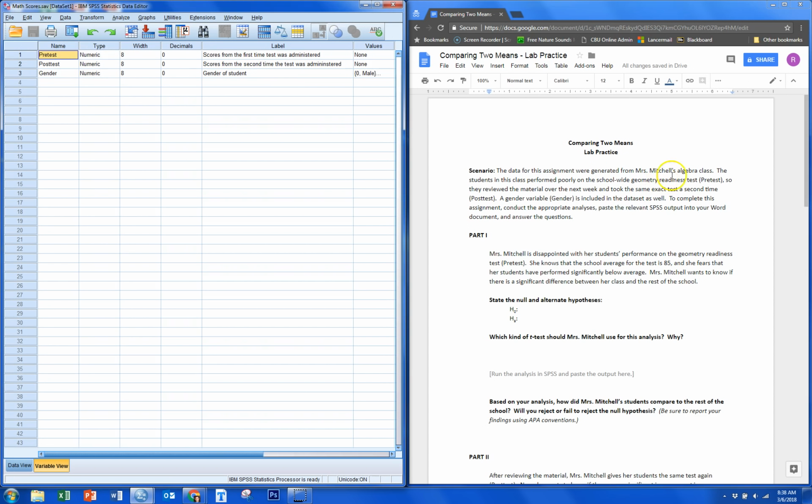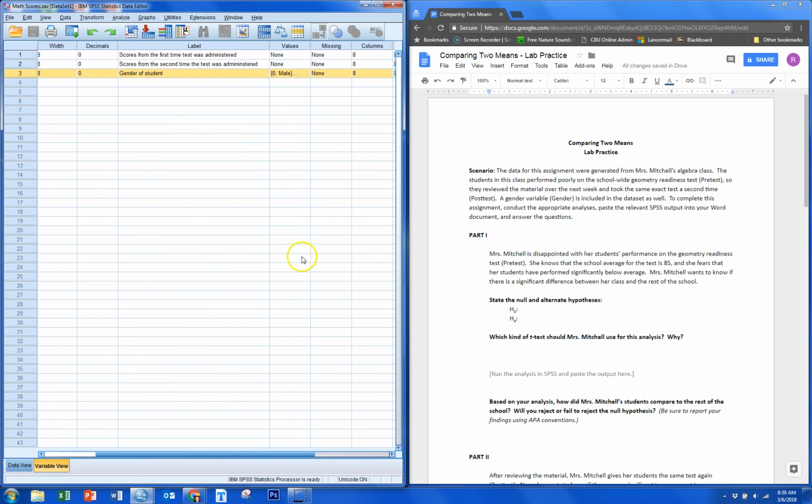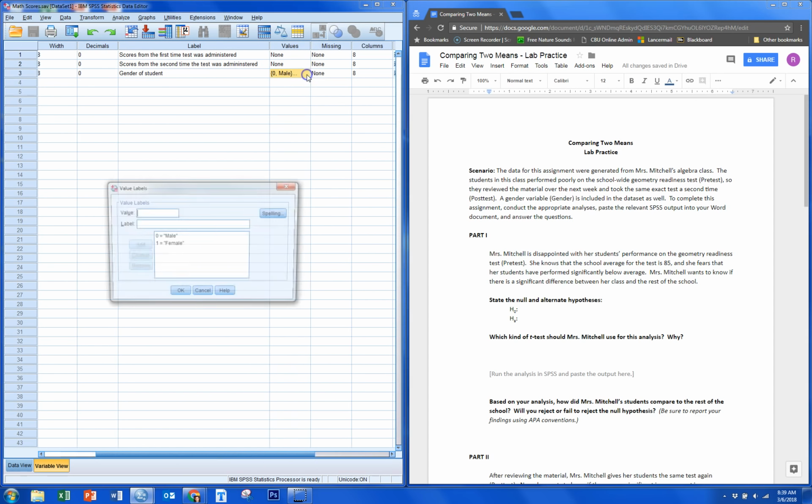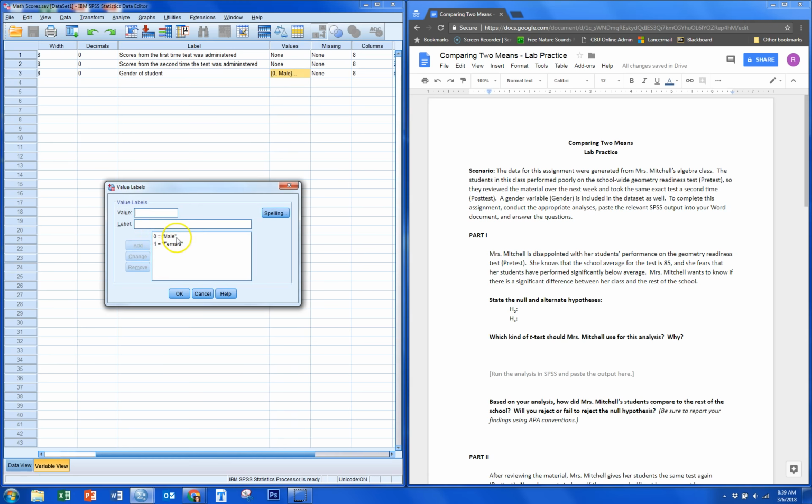Right? So remember, she gave the test. They didn't do well. She reviewed the material, and they gave the test again. Okay, so we have before and after she reviewed the material. It's the scores on the same test for the same kids. And then finally, we have a gender variable. Now, gender is a categorical variable, right? It's a dichotomous variable. It's either male or female. So this has been coded 0 equals male and 1 equals female.